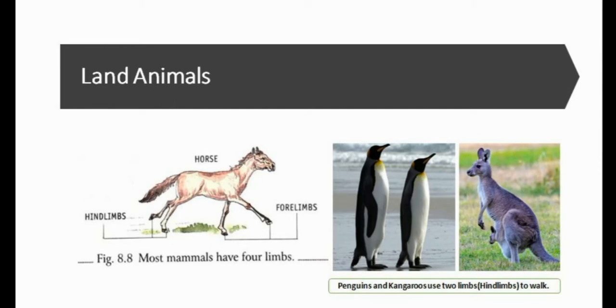Some animals use all the four limbs to move. As you can see in the figure, the horse uses all its four limbs to move, while penguins and kangaroos use their two hind limbs to walk, and we also use our two hind limbs to walk.